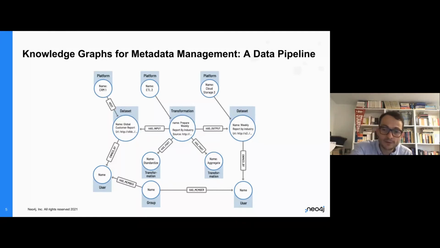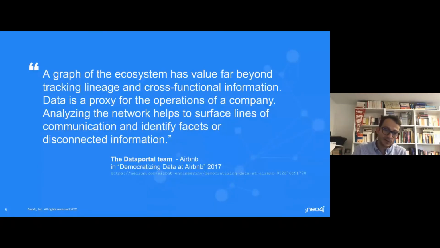And an important outcome of this is also the fact, and this is a quote from the data portal team at Airbnb, that this representation of your data ecosystem in the form of a graph is a proxy of the operations of your organization. It will help you not only react, like we mentioned before, and action certain events, but it will also provide you insight on the operations of your organization and help you, for example, detect broken communication channels between departments, situations where silos are being created, where knowledge is being kept separate in silos. So this kind of thing is an important and additional benefit of this approach.